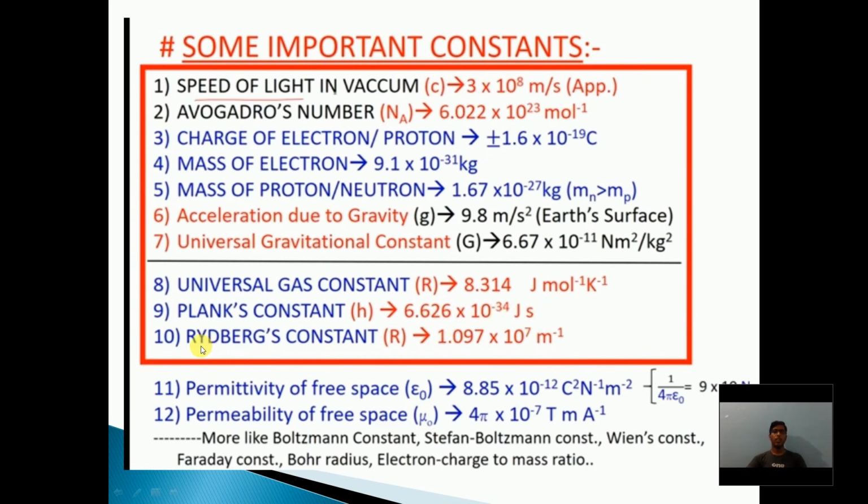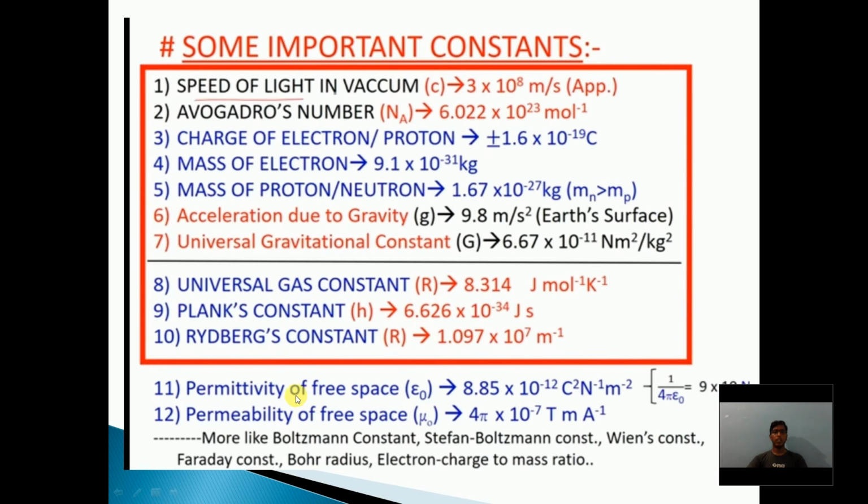Next, Rydberg's constant. Here you observe it is denoted with capital R, and here also capital R, so don't get confused. The terminology which we use is different. It is 1.097 into 10 to the power of 7 per meter.